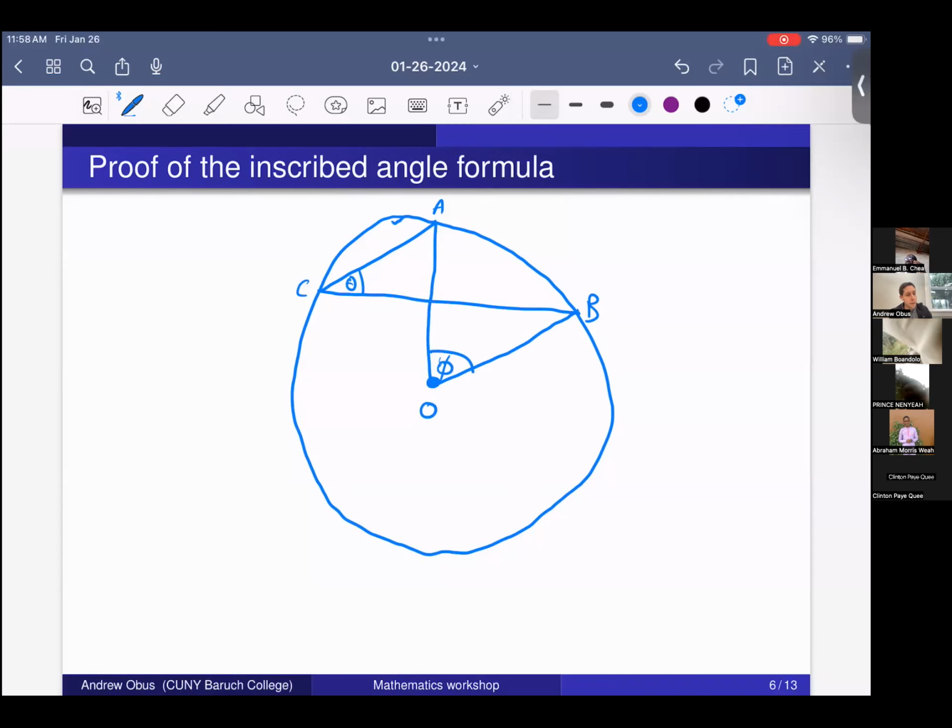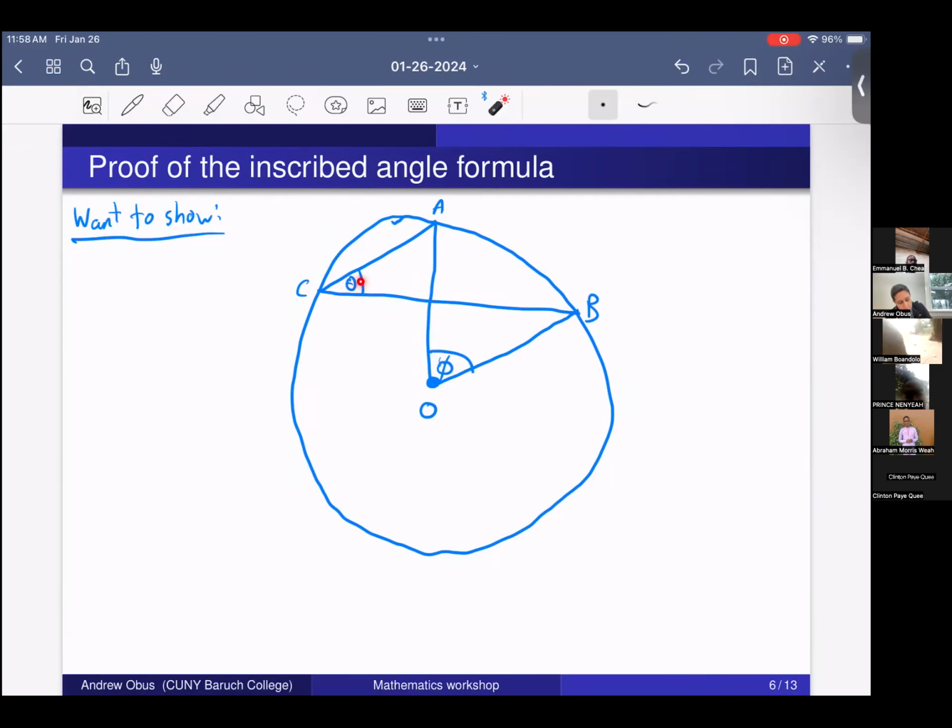Okay? And so what do we want to know? We want to show, well, we know that phi, the measure of phi, is just the arc measure of AB, right? Because this is a central angle. That's not really a result. That's just the definition of arc measure, that whatever this arc measure is, the central angle over here. So phi is the measure of arc AB.